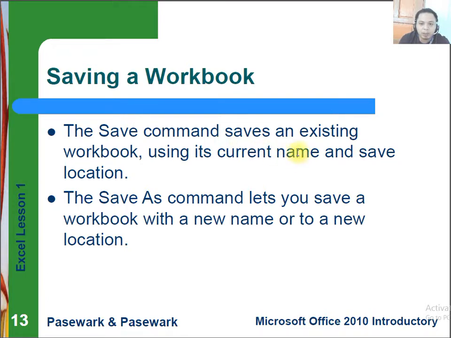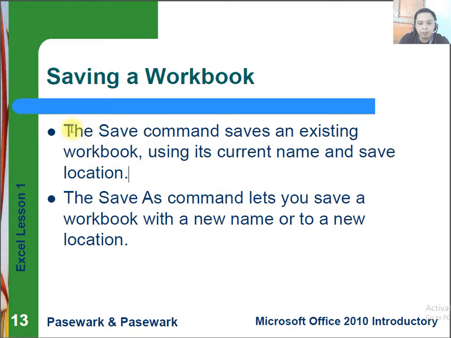The save command saves an existing workbook using its current name and save location. Okay. So, ito yan, no? Kung mapapansin nyo, kapag pinindot nyo si file, you have two options na kung paano mo gusto mag-save. Okay? You have the save command and save as command. So, what is the difference between save and save as?